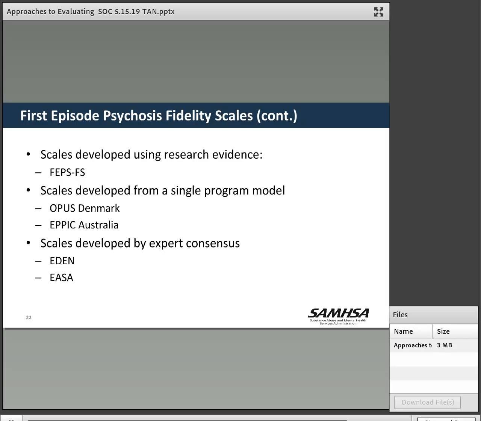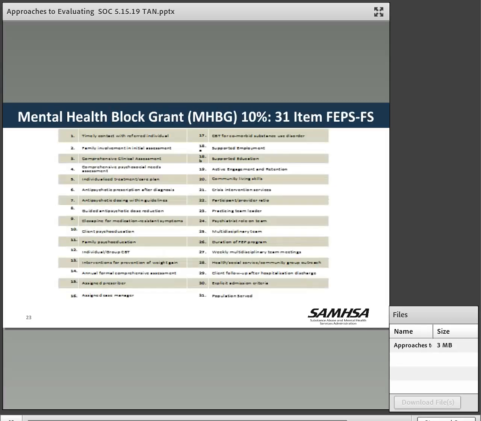There are some that use research evidence, some deriving from program models, and some deriving from expert consensus. I won't dig into each of these individually at this point. It might just be useful for you to have. You can search them, or I can, of course, give you more information at a later point. But just think about, if you're using a first episode psychosis program, that there are first episode psychosis fidelity scales, some of which may match your program better than others.